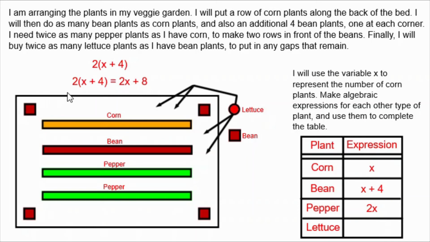And all you have to do, in this case, is multiply the contents of the bracket by 2. 2 times x plus 4 is equal to 2x plus 8. 2x plus 8 is the simplified algebraic expression that I want to put in my table. Being able to represent unknown values with algebraic expressions is a crucial skill when you're doing math problems.